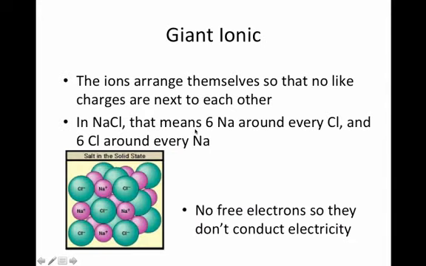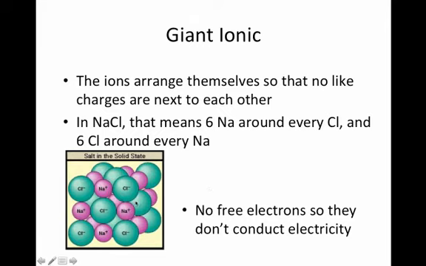Okay, the other sort of thing we need to talk about is giant ionic. So when ions arrange themselves, they do it so that none of the like charges are near each other. We don't want a sodium plus to be next to a sodium plus. We don't want a chlorine minus to be next to a chlorine minus. So this is how we draw it for NaCl. I'm going to be showing you in the lesson a couple of easy ways of drawing these things, but it was worth a practice. We do need to be able to draw what a giant ionic structure looks like.